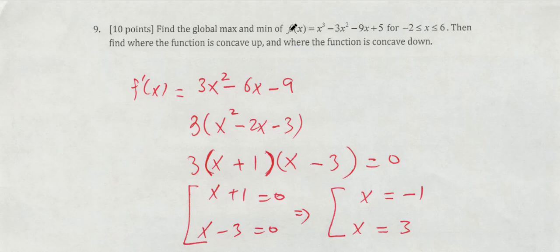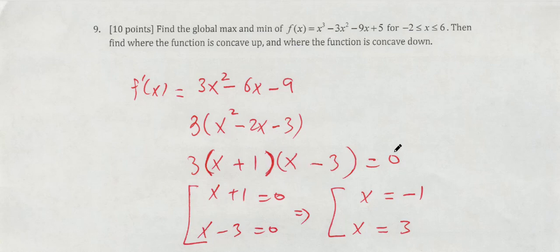So f prime, from the power rule, bring down 3, subtract 1 from 3, that's 2. 2 times 3 is 6, subtract 1 from 2, that becomes 1, minus 9x becomes minus 9, plus 5, the constant is 0. Now I can factor out the common factor 3. The first term has x squared, minus 6 divided by 3 gives minus 2, minus 9 divided by 3 gives me minus 3. And then this is a trinomial with a leading coefficient of 1. I can factor that into x plus 1 and x minus 3.